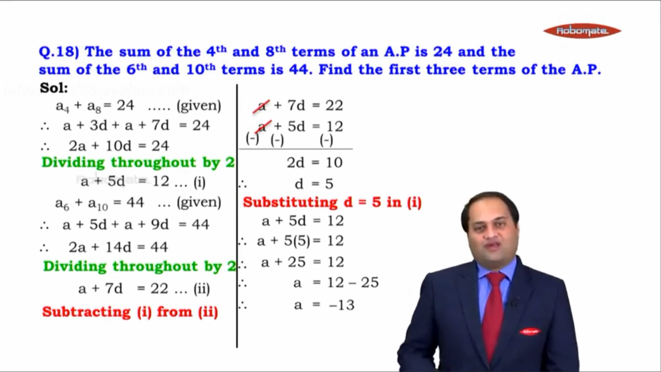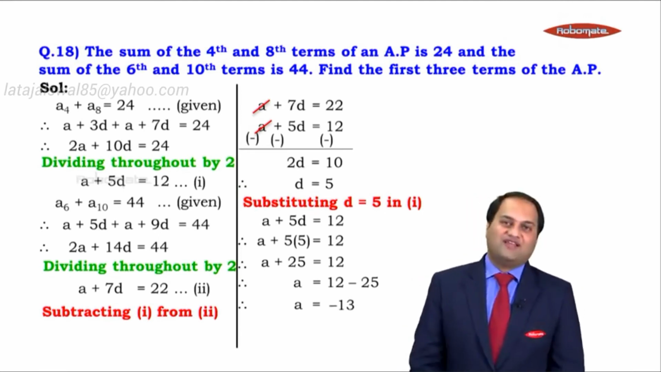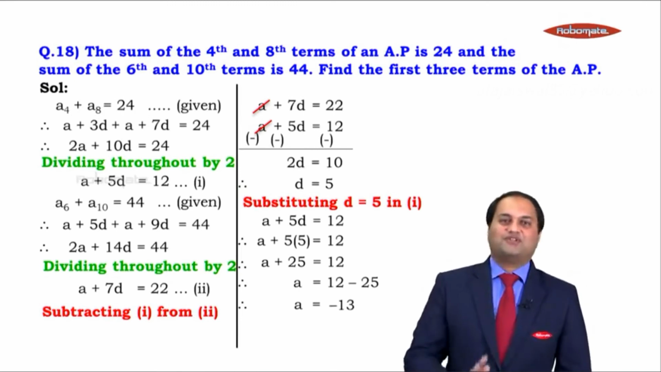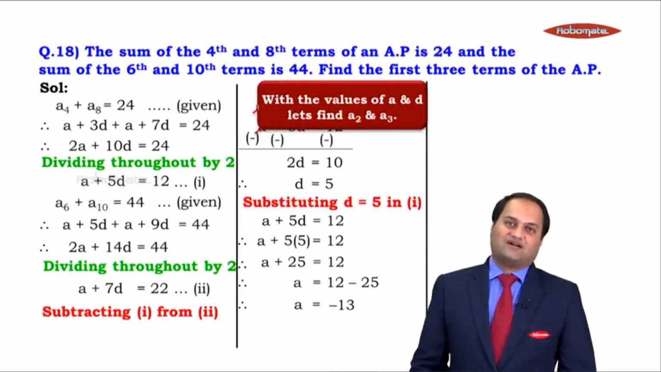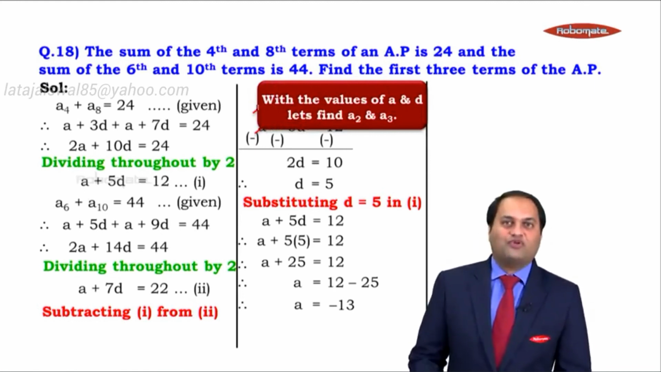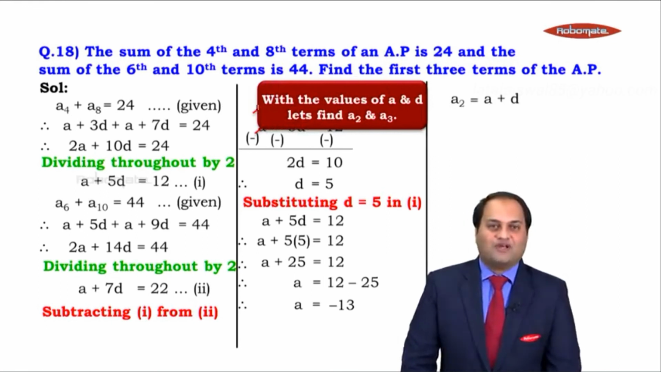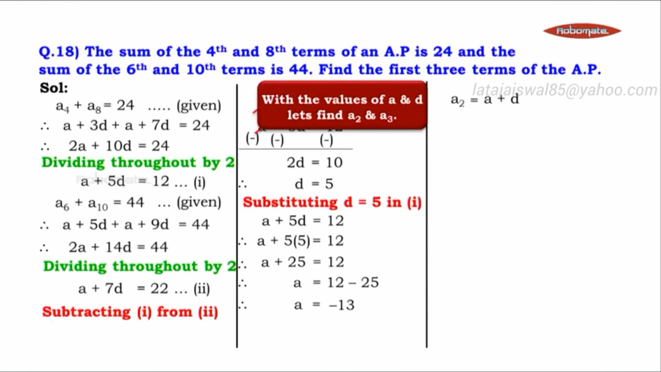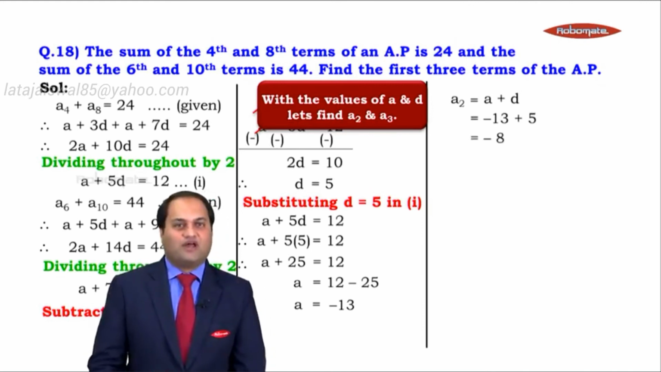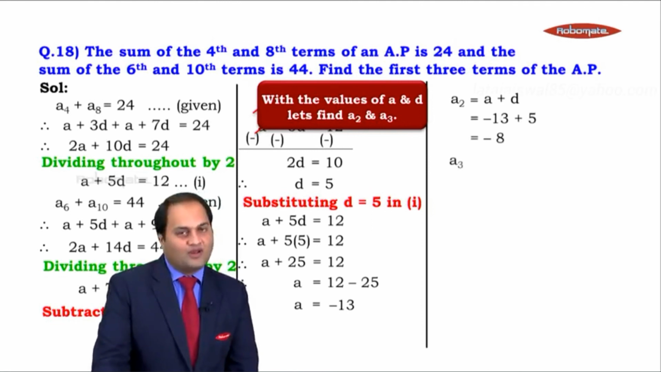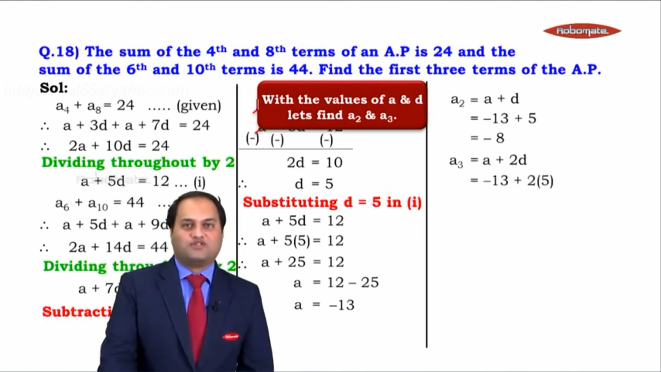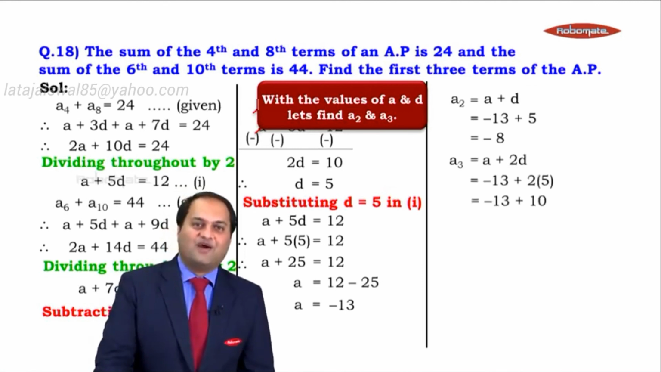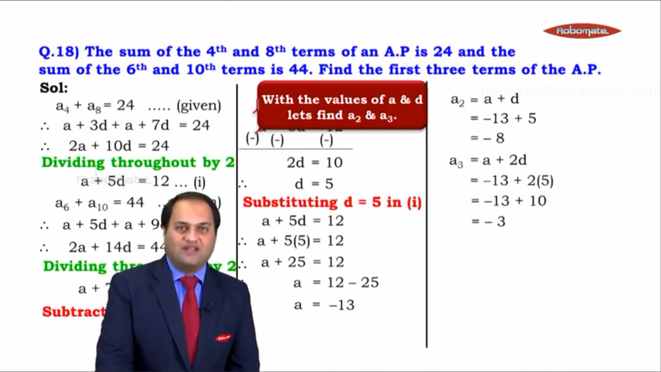We know the value of A. We know the value of D. Now we can easily find the first 3 terms. First term is already known, A is minus 13. Now what we need to find is the second and the third term. That's A2 and A3. How do we do it? A2 is equal to A plus D, something which we already know. A is minus 13 and D is plus 5. So it is minus 13 plus 5, which is equal to minus 8. A3 is A plus 2D, which is equal to minus 13 plus 2 into 5, that's minus 13 plus 10, which is equal to minus 3.